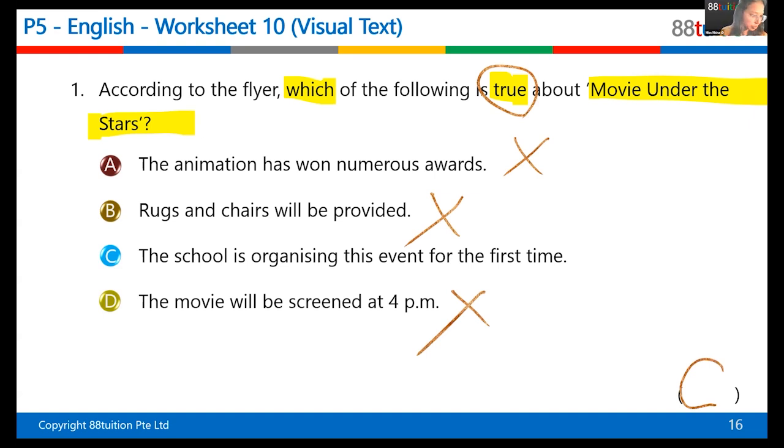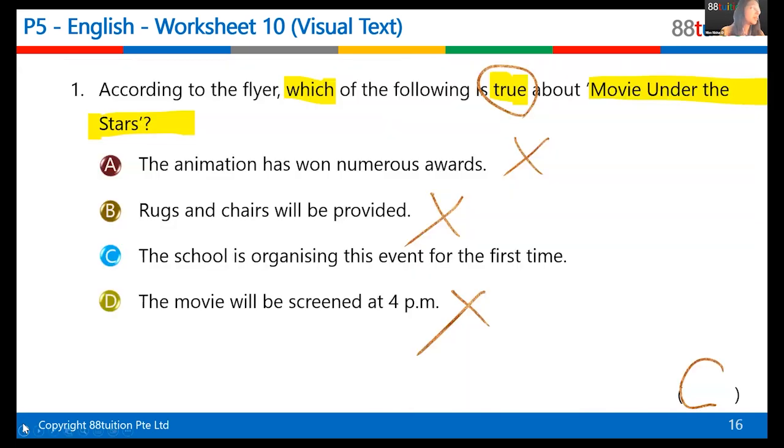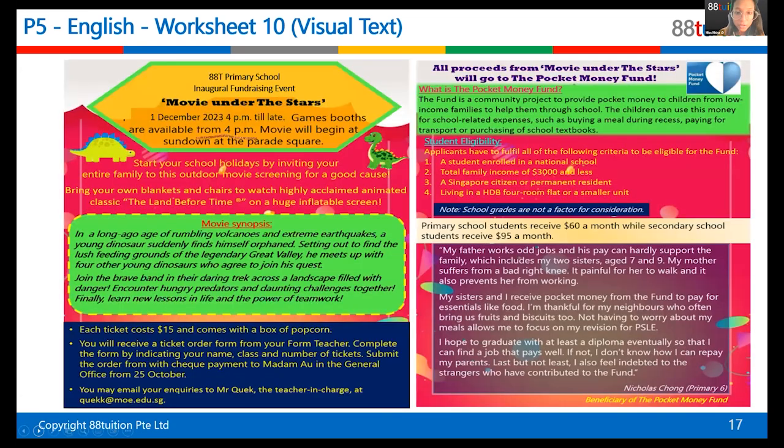So yes, I know Risky, you put D as well, right? You put D. So the reason why it cannot be D is if you look at the thing here. Can you see? From 4 p.m. Do you see that? From 4 p.m. Meaning anytime after 4 p.m. there's a screening. So that's not true, right? So the answer has to be C. And where does it tell you it's C? The school is organizing this event for the first time. You know it's C because, can you see inaugural? That's not explained to you.